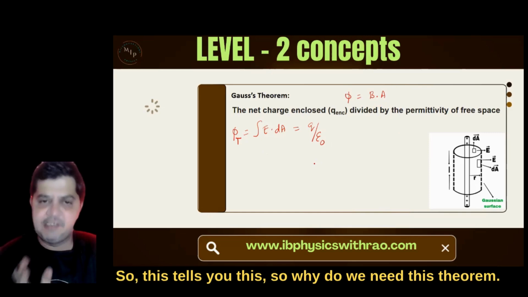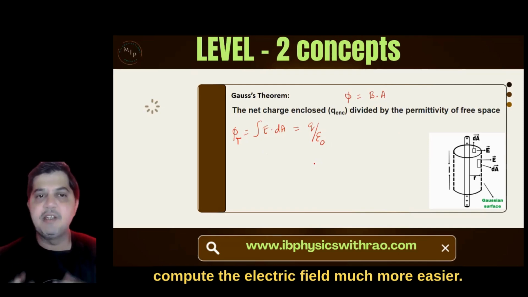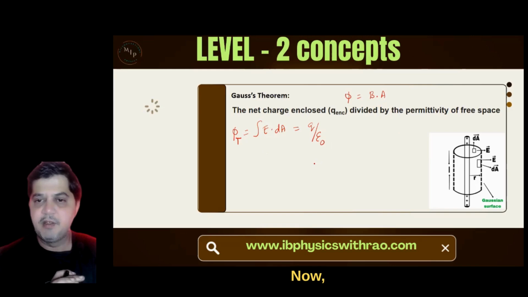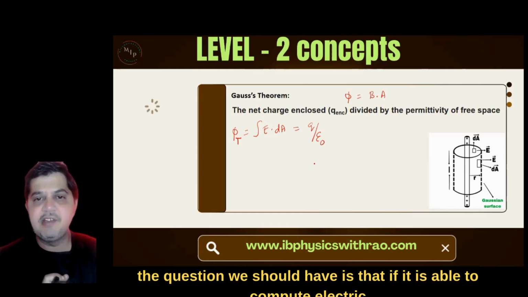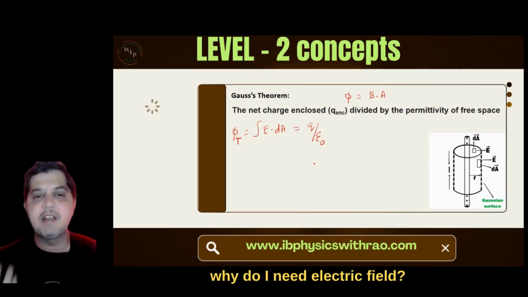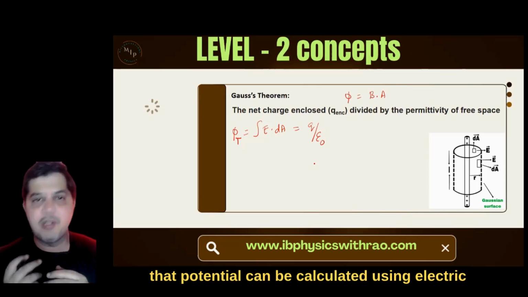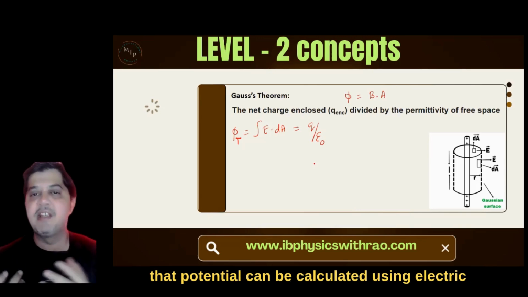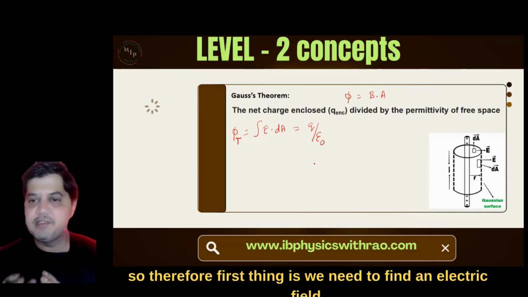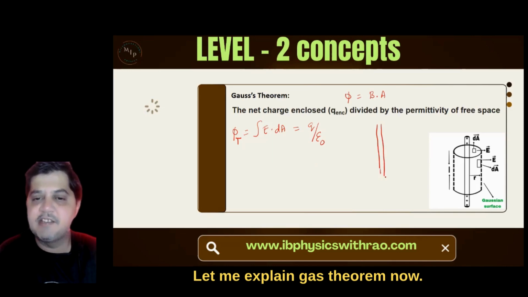So why do we need this theorem? We need this theorem because it helps us compute the electric field much more easily. Now the question we should have is: if it computes electric field, but we need potential here, why do we need electric field? The reason comes in the next slide, which tells you that potential can be calculated using electric field. Therefore, first we need to find an electric field. Let me explain Gauss theorem now.